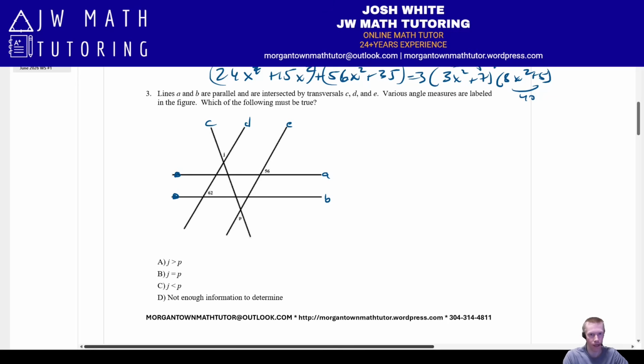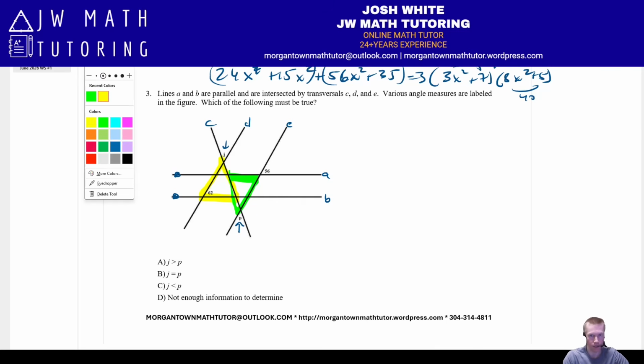So these 2 lines are parallel. And we're given a couple of different angle measures here, and it wants to know which of the following must be true, comparing J and P. So this looks really confusing because there's angles everywhere. Who knows how to compare these two things? P is way out here, right? J is way up here. However, there's a very simple, easy way to compare these. Look at this triangle right here, okay? And then we're going to compare that to this triangle right here, the green.